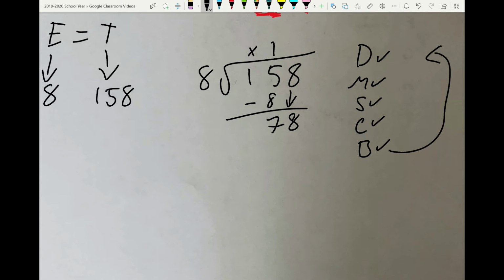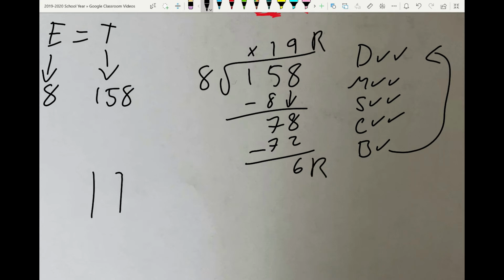How many times can 8 go into 78? At least 9 times. Now I multiply. 8 times 9, 72. I subtract. 78 minus 72 is 6. I check, is my difference smaller than my divisor? Yes, it is. Do I need to bring anything down? Nope. So therefore this turns into a remainder. So my answer is 19 with a remainder of 6.